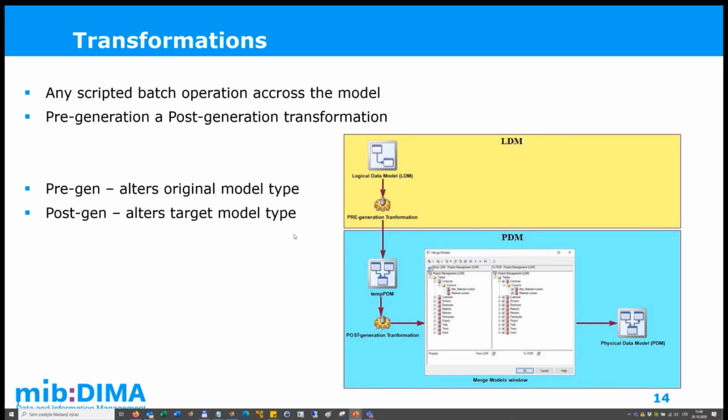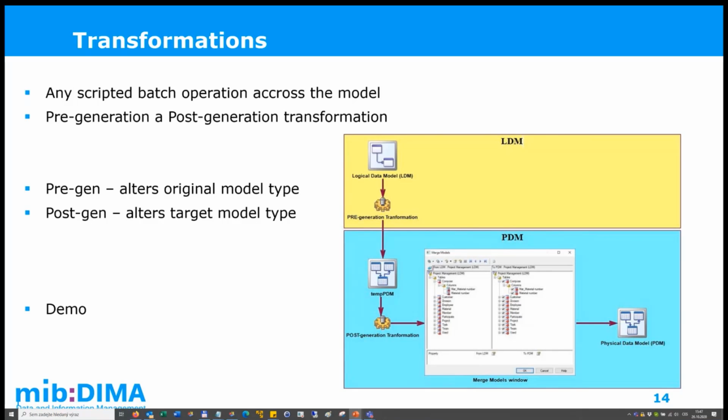After that modification, the temporary physical data model is being generated, and the post-generation transformation is being applied to it. So right now you are dealing with tables, indexes, keys, and so on. And after that, the merge models window is being displayed. So there were already two kinds of transformations done on the way before you get this, let's say, final merge model window. And let me show you an example of that.